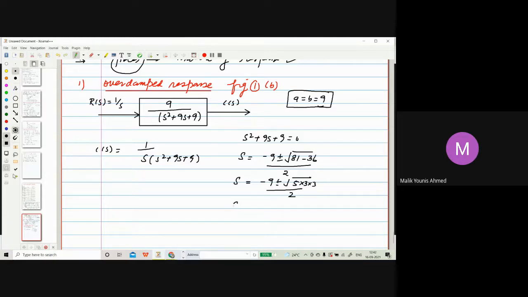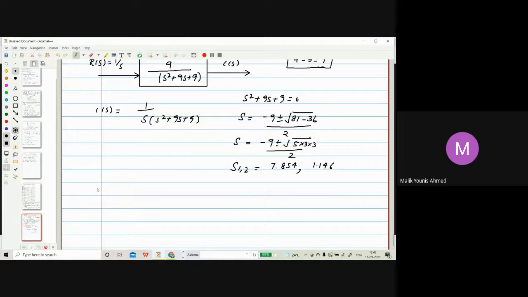So here I am getting s. There will be two possible roots, that will be s1 and s2. I will be writing; you can calculate that. That will be 7.854, one of them, and next will be 1.146. Okay, so I can write this C of s like this: 1 divided by s, multiplied by s minus 7.854, multiplied by s minus 1.146. Okay, so two roots I have got in the denominator.